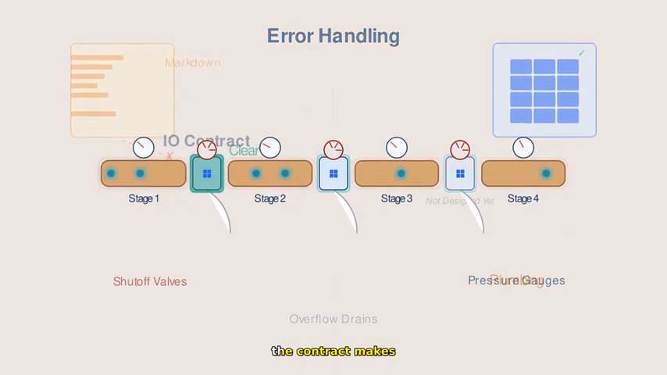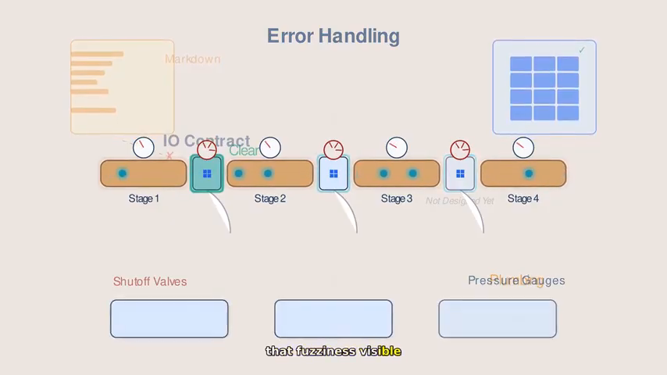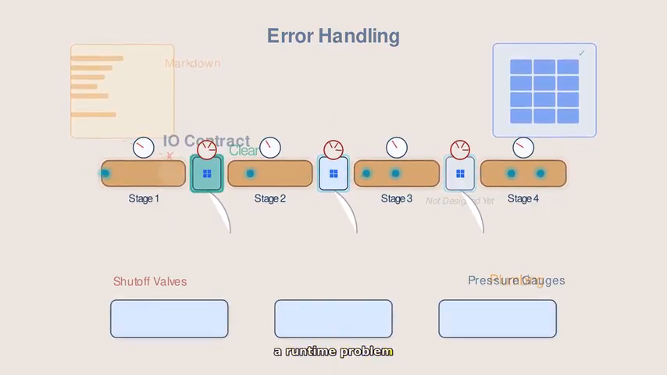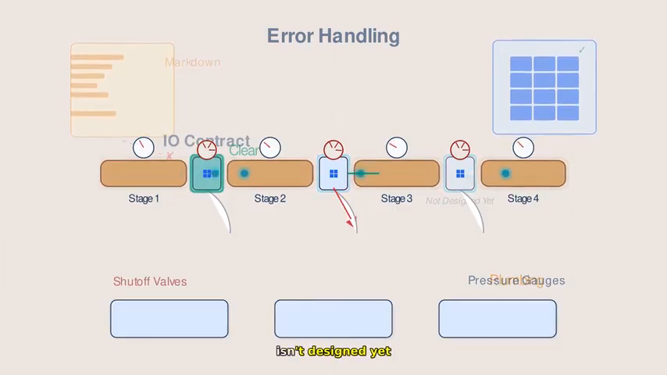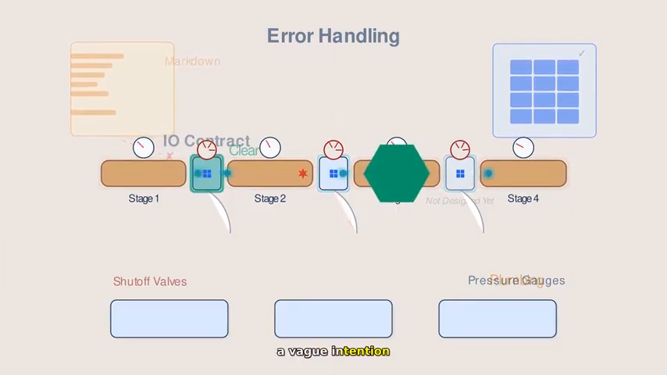The act of writing the contract makes that fuzziness visible before it becomes a runtime problem. If you can't write the I/O contract for a stage, that stage isn't designed yet. You just have a vague intention.